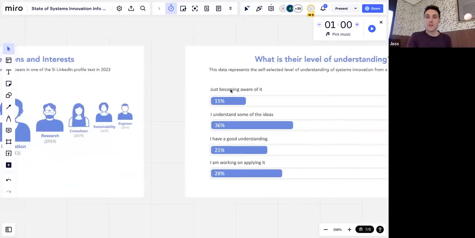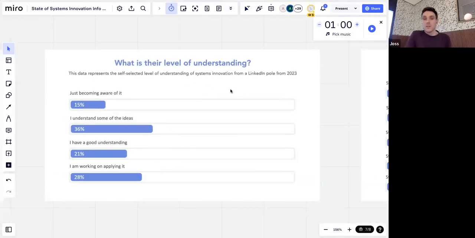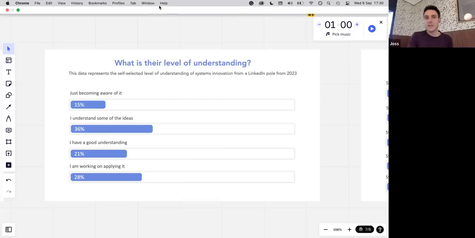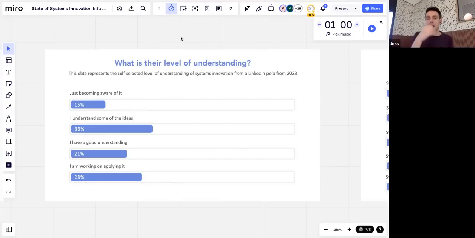Maybe I'll keep going. This question we asked was, what's your level of understanding? We're trying to assess that. The data represents self-selected levels of understanding of systems innovation from the LinkedIn poll in 2023. I would take this as a snippet. These are the people who are following us on LinkedIn, so it's obviously not like going out on the street and asking your average person. It is what it is. You can see 36% understand some of the ideas and have a good understanding, and are working on applying it. So we have a lot of people who are a bit more advanced, and intermediate, on our LinkedIn.